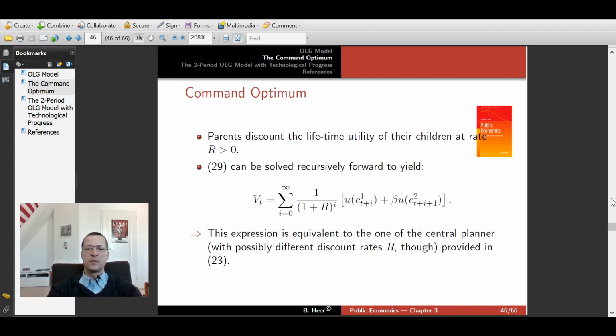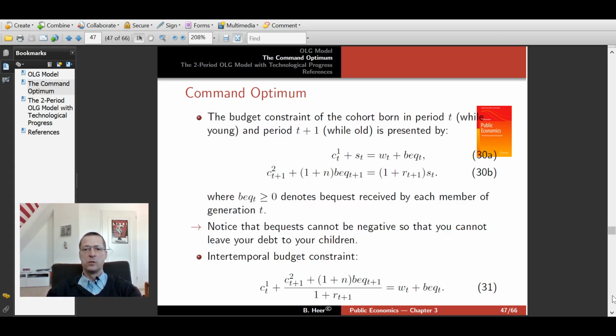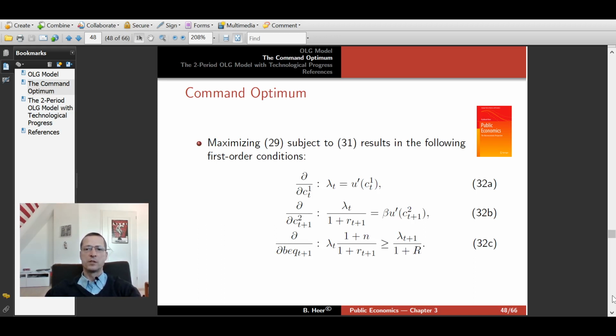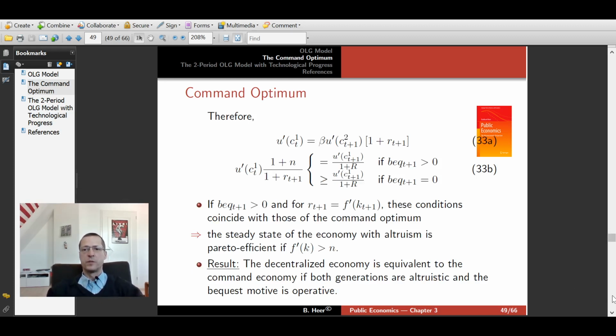Now, when we optimize intertemporal utility V_t of the altruistic generation with respect to the budget constraint, we derive the conditions 32a, b, and c, which are our first order conditions with respect to consumption today, c_{1t}, consumption tomorrow, c_{2t+1}, and the bequests that we leave, b_{t+1}. And here we have an inequality constraint, meaning that this equality only holds if bequests b_{t+1} are larger than 0. We can transform this to our two conditions, 33a and 33b.